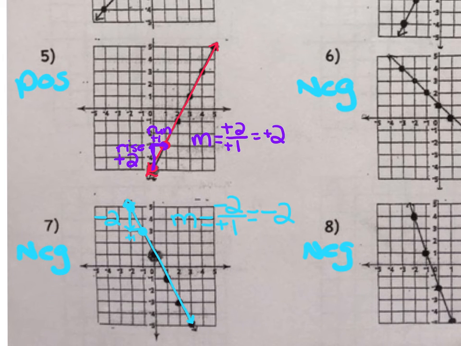Complete the rest of these on your own. Remember, number 6 and number 8 will be negative slopes. You're going to pause the video, and when you're ready, turn the video back on and check your work.